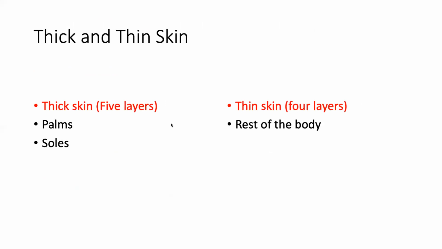So skin can be thick skin or thin skin, depending on which part of the body. The skin in our palms and soles is thick, and therefore it is called thick skin, which includes 5 layers. The rest of the body has only 4-layer skin. They do not have stratum lucidum.